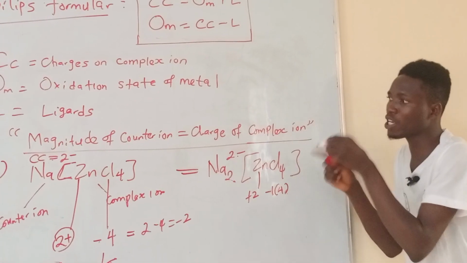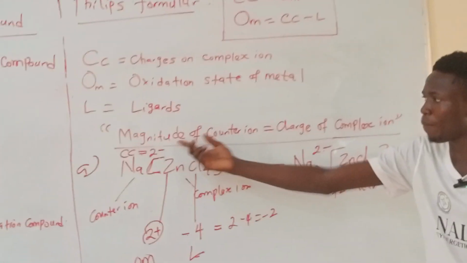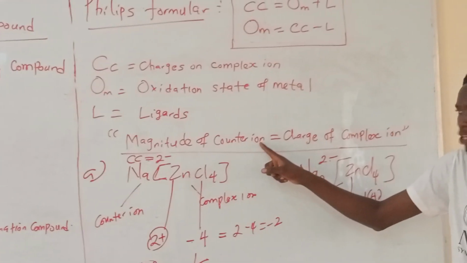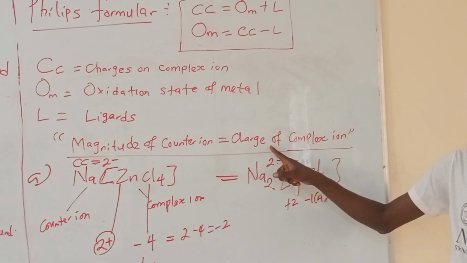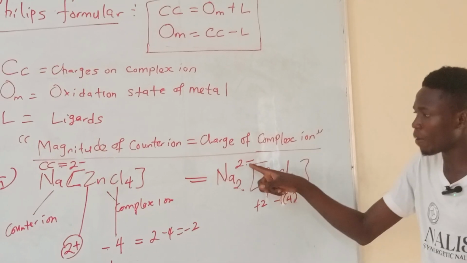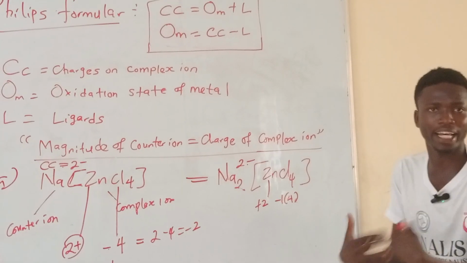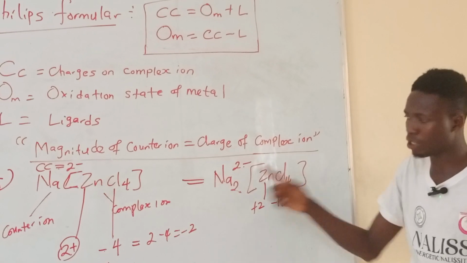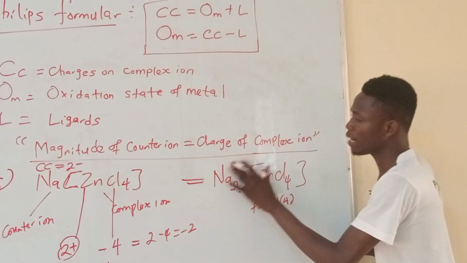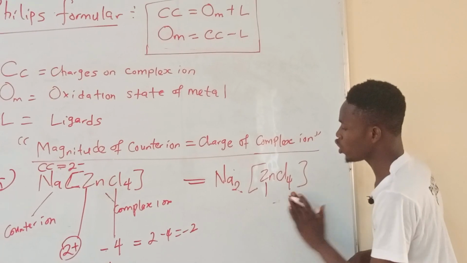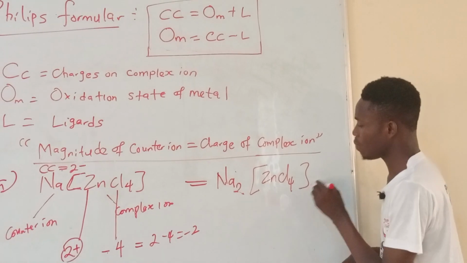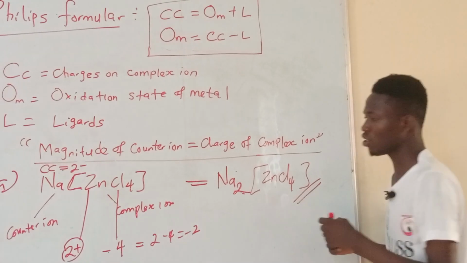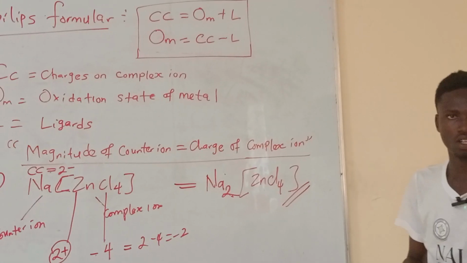So once you get the charges on the complex ion, you can now fall back here. Magnitude of counter ion equals charges of complex ion. So if the complex ion is 2 minus, that means the number of counter ion that you need will be 2 also, but it will be 2 positive. So once you put the correct number of counter ion, then you don't need to show any of this. So in normal chemistry, we expect you to leave your answer in this way. Hope you understand.